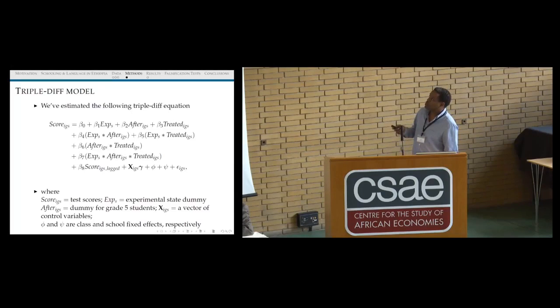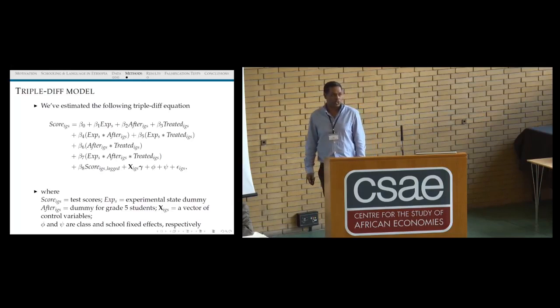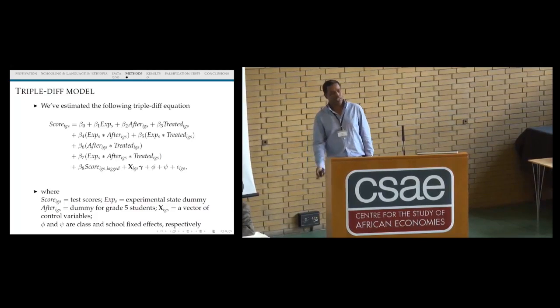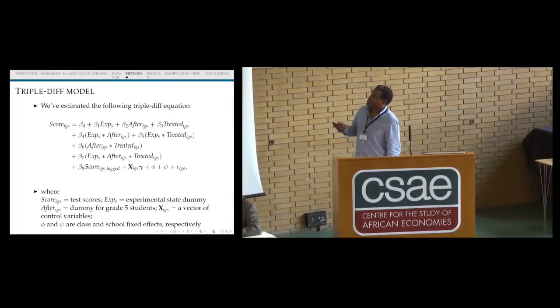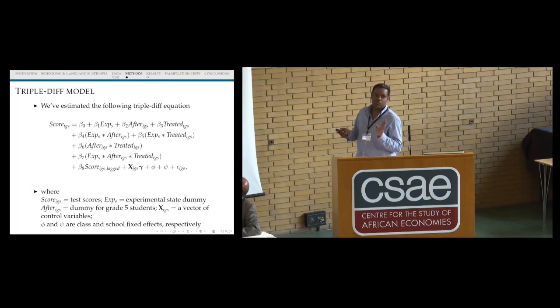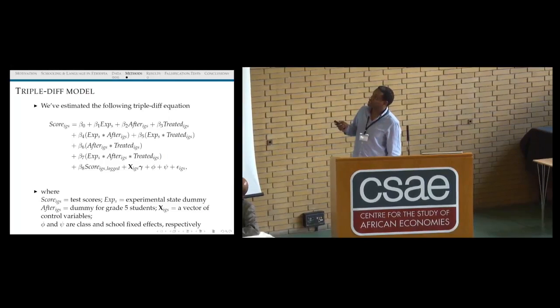When it comes to the treated variable, this is also a binary dummy which takes a value of 1 if a student is a language majority student and 0 if a student is a language minority student. So what this means is that if a student is being taught in mother tongue between grade 1 and grade 5, this takes a value of 1. But if a student is being taught in a language different from mother tongue between grade 1 and 4, this takes a value of 0.